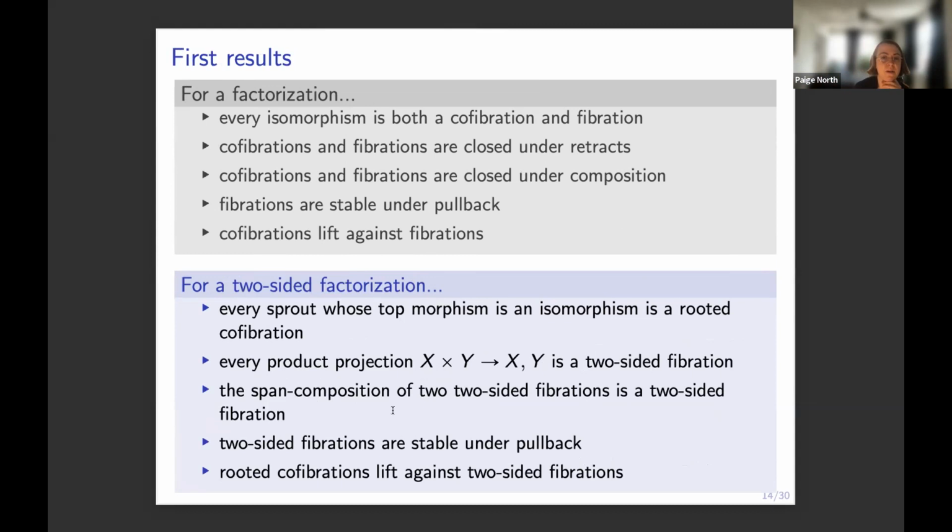And so in this theory, we have all the same kind of results. Playing the role of this first thing is the fact that a sprout whose top morphism is an isomorphism is a rooted cofibration. The bottom maps, the roots, can be anything. The analog of this for fibrations is the product projection span from X times Y to X and Y. That's kind of the primordial two-sided fibration. We can take the span composition of two-sided fibrations. That's still a two-sided fibration. Two-sided fibrations are stable under pullback, and the rooted cofibrations lift against two-sided fibrations.